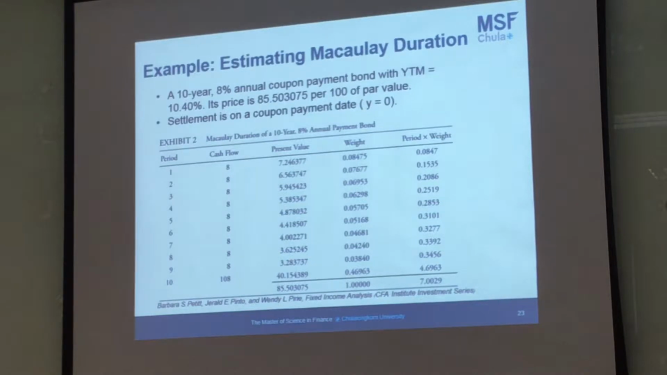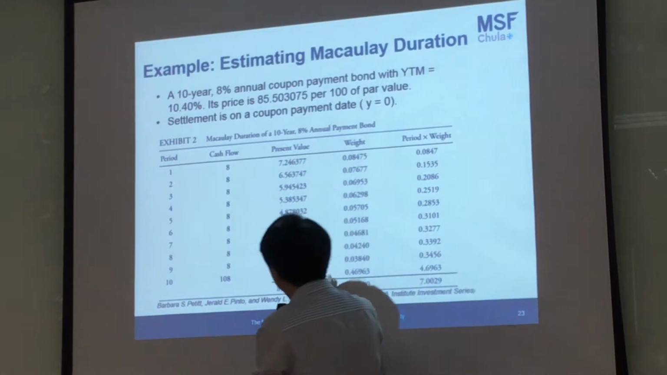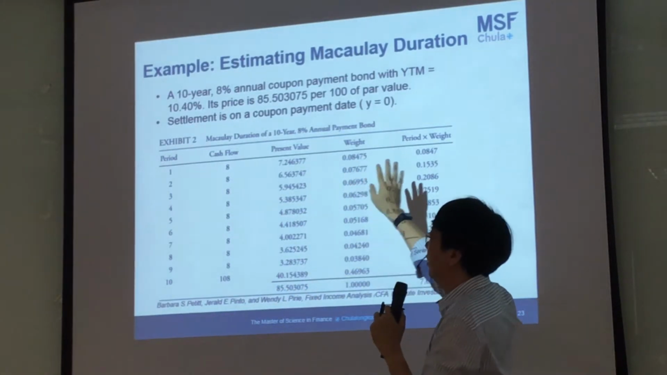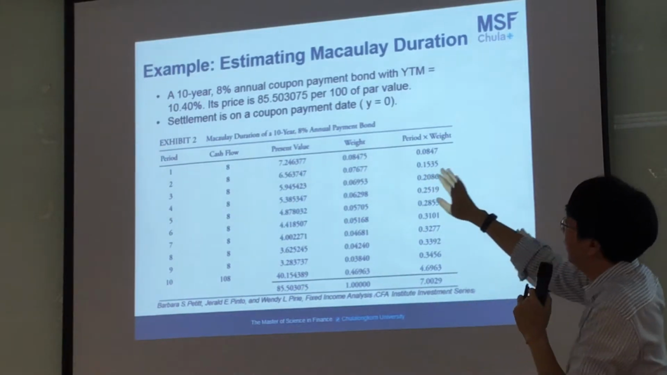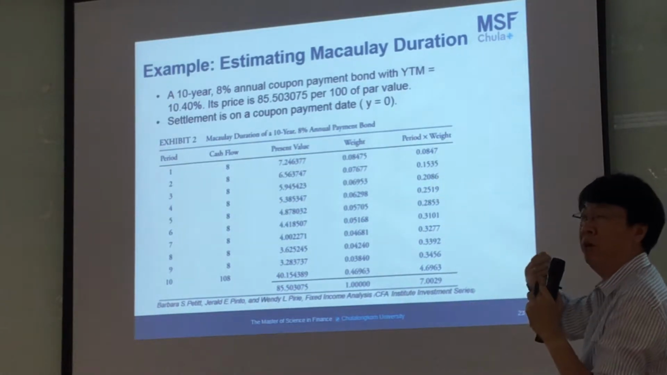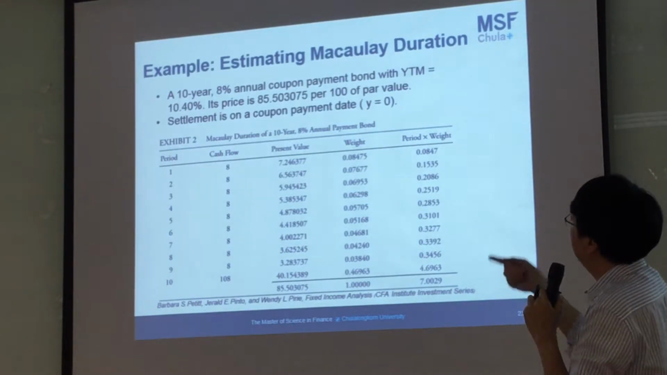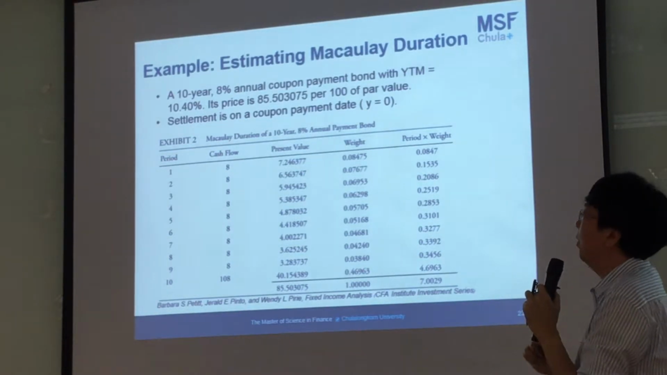Basically, based on the formula, we estimate the present value of the cash flow one by one, and then divide by the price of the bond. Let me just explain in detail. In this bond, suppose 10-year, 8% coupon, paid every year. The yield to maturity is 10.4%.